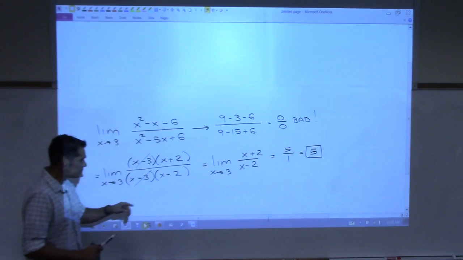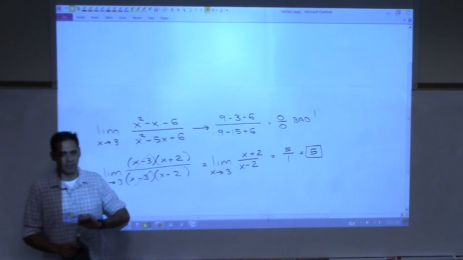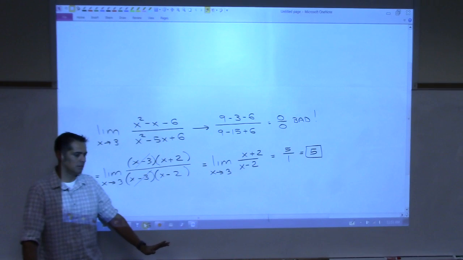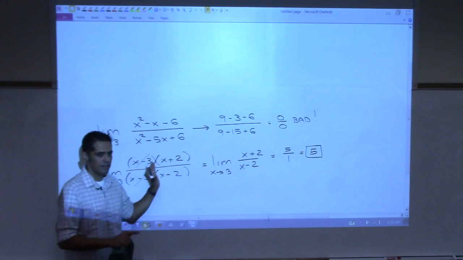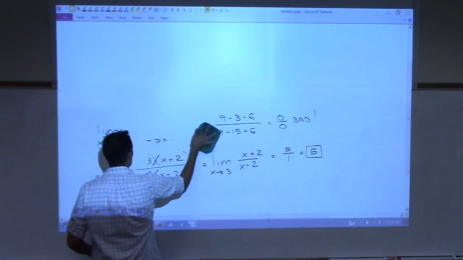The rule is you drop the limit as soon as you actually go in and replace x. When you go in and replace x, the limit is gone. But until you do that, it's with you the whole time. All right, and we keep going.